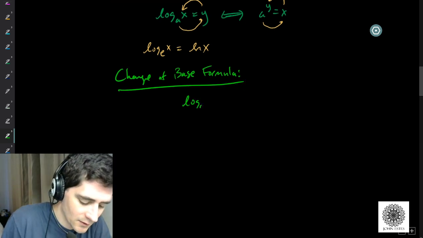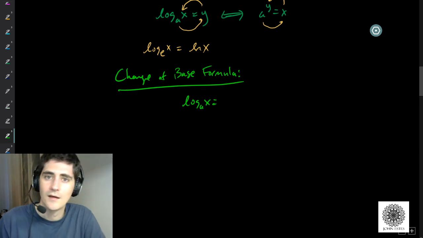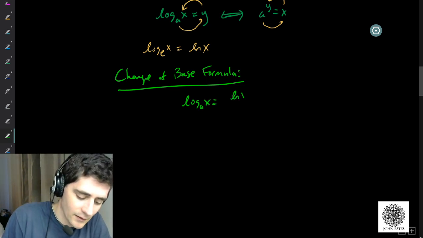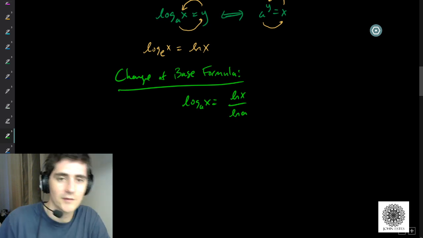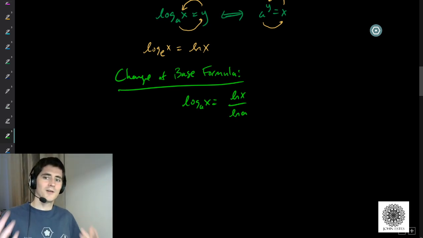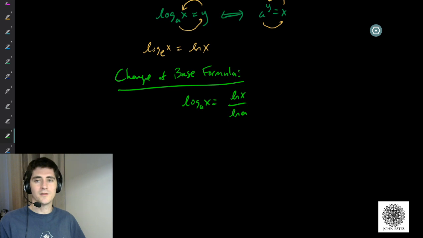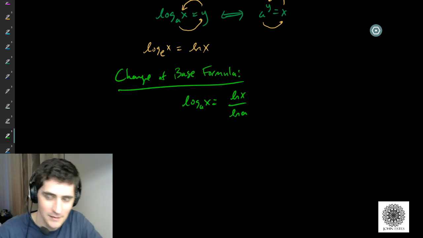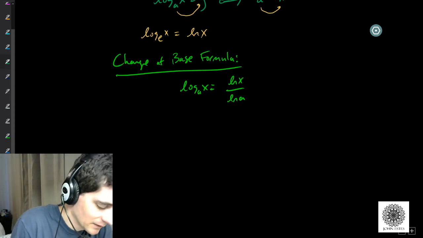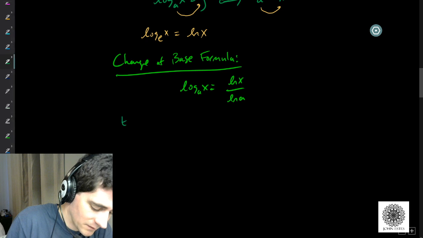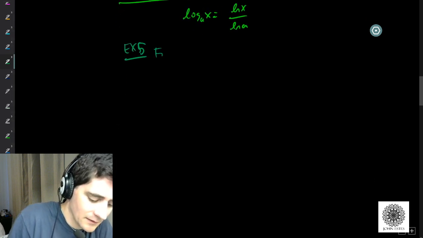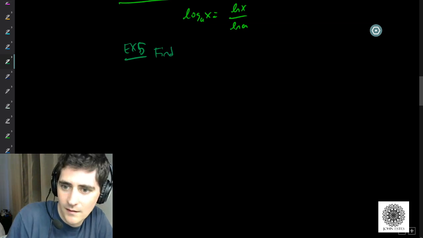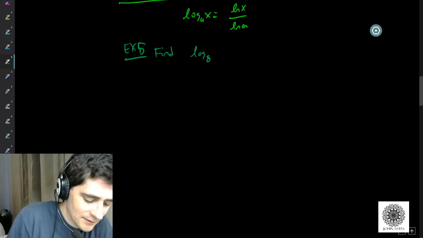You can take log base a of x, anything you want, and rewrite it as ln x divided by ln a. So again, log base a is the same thing as ln x, except it's multiplied by a constant, in this case 1 over ln a. Okay? So if you're trying to do something like this, example 5, I want to find log base 8 of 5.